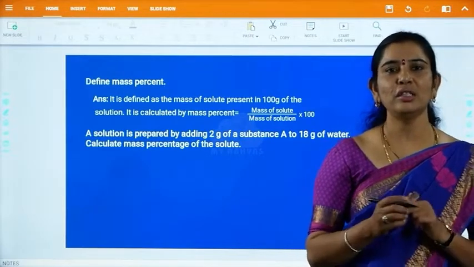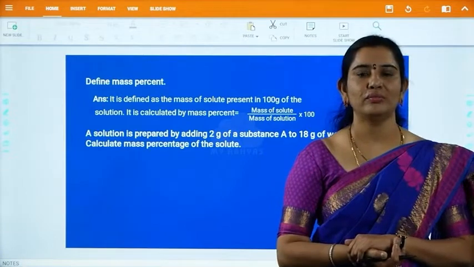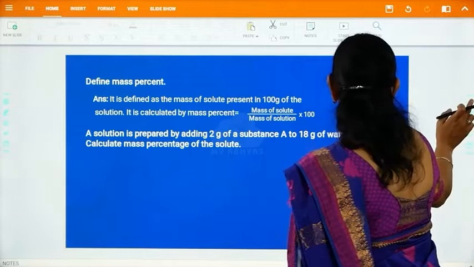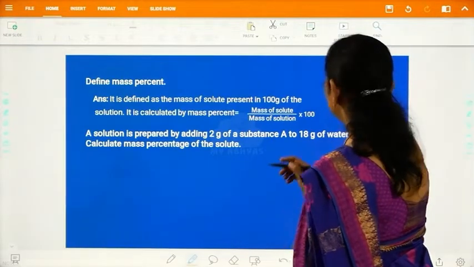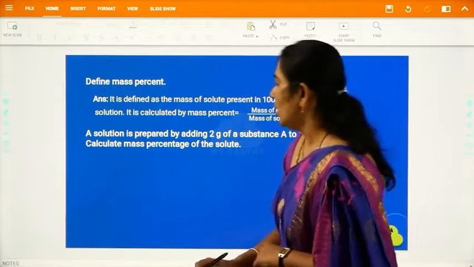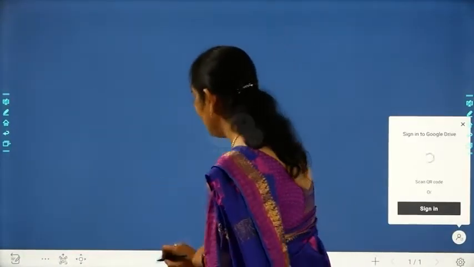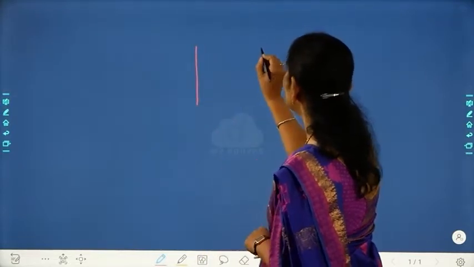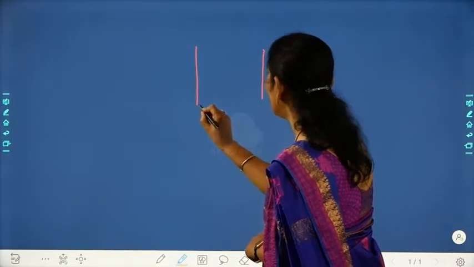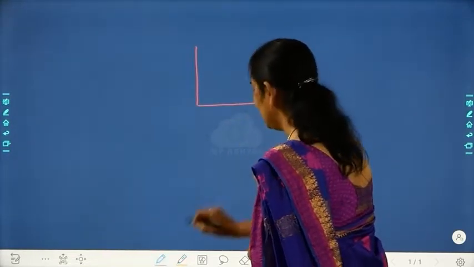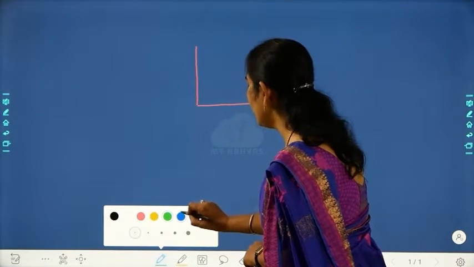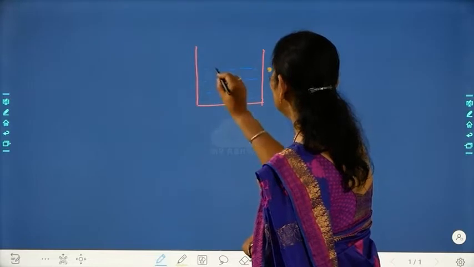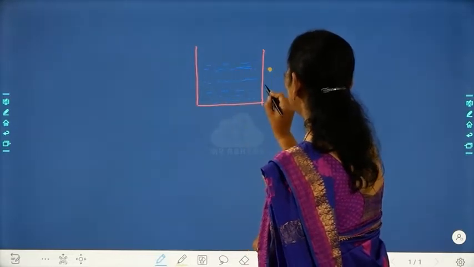Now, what is the meaning of solution? Students, please look here. Say, for example, you have taken water. Assume that this is a glass beaker, and in this you have taken water. Now I am going to take a water droplet. So this is water, and I am taking it in a beaker.